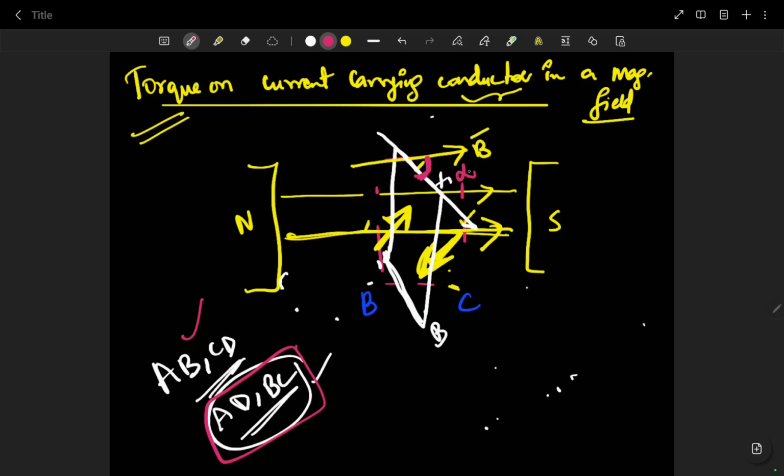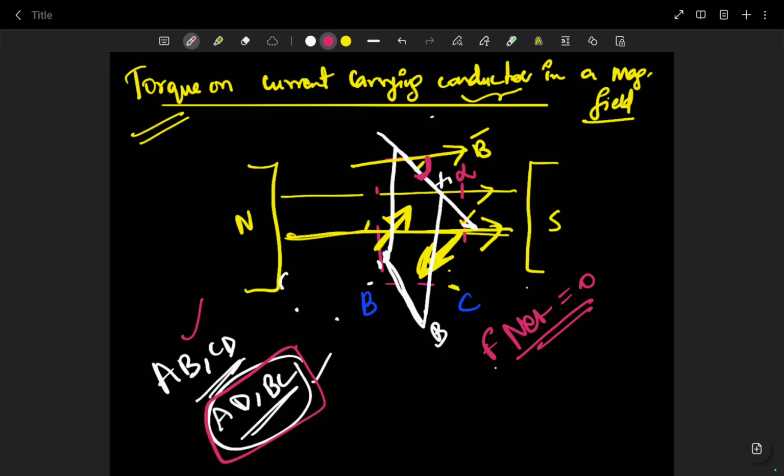Assuming we don't know the angle number, so it's alpha, and so your FAD will be obviously BIL sine alpha, right? Because alpha is something that we are trying to consider. Okay, so the net force, if you see, will be zero throughout the situation. But then even though the net force is zero, the forces on the sides can still produce a torque, right?